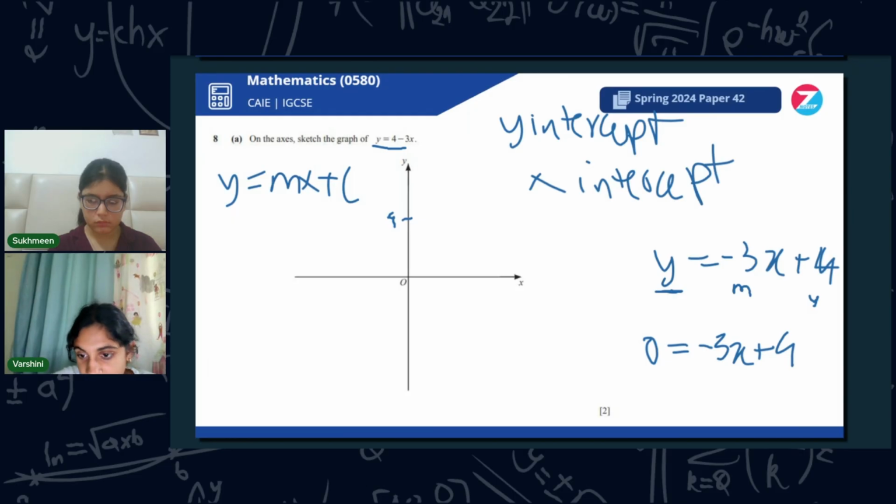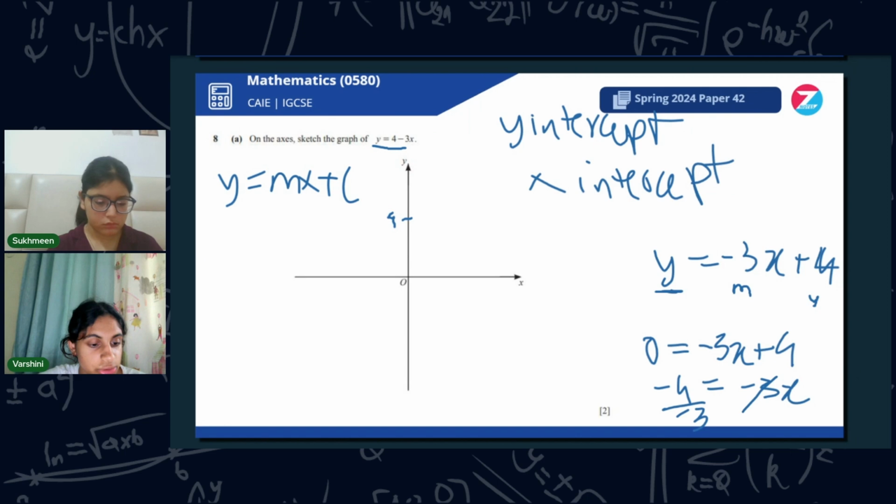So let's make x the subject of the formula. We can easily just subtract 4 from both sides. Minus 4 equals minus 3x. And again, to get rid of the minus 3, let's divide both sides by minus 3. And we have x equals minus 4 by minus 3. If you put that in your calculator, you should get 1.333. So let's just leave that as 4 by 3.